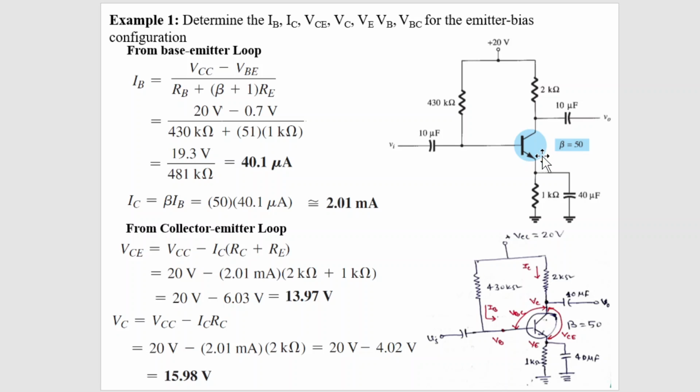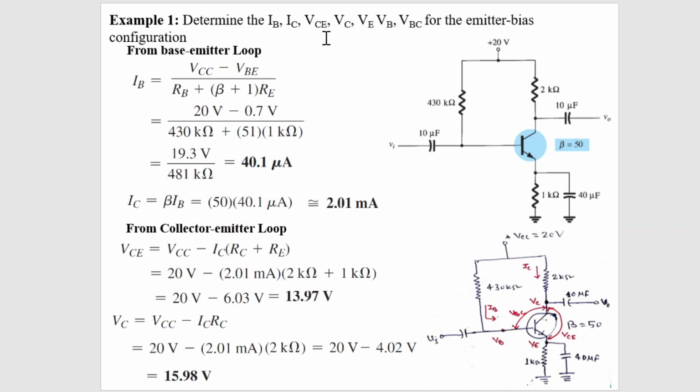Now once this IB is known, then one can find out the IC as I discussed. IC is equal to beta into IB. Beta is known. If you multiply this IB with beta, 50 multiplied by 40.1 microampere, that is giving approximately 2.01 milliampere. So this IC is also known. We have determined IB, and IC is known now.